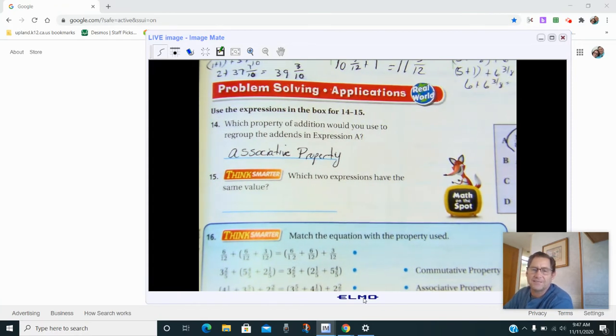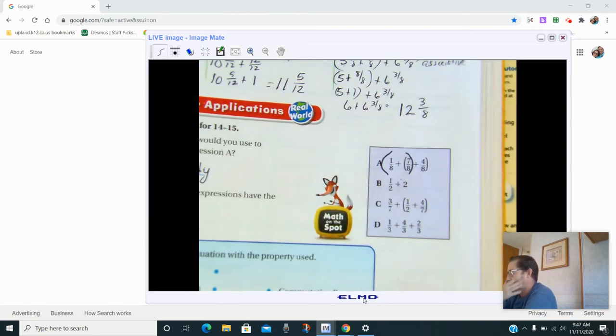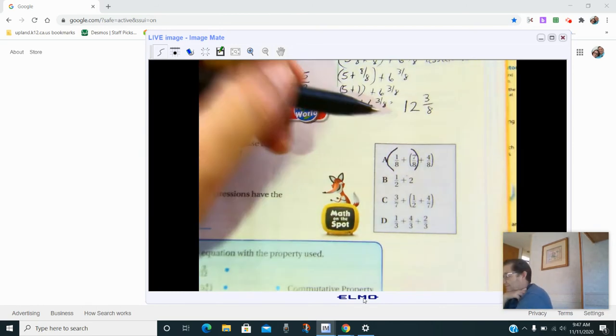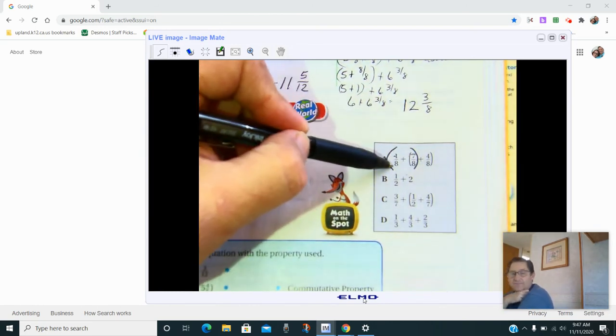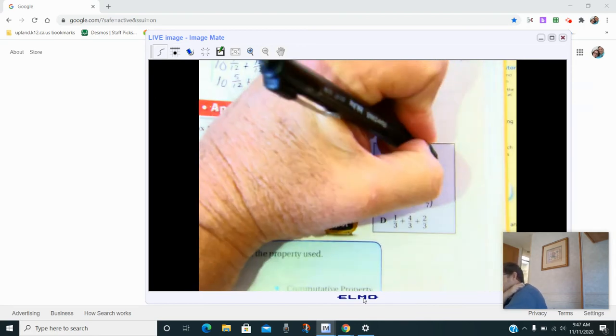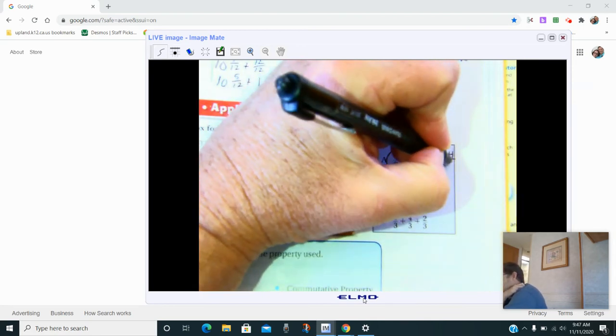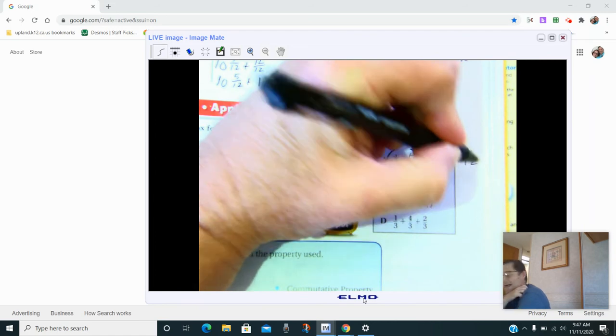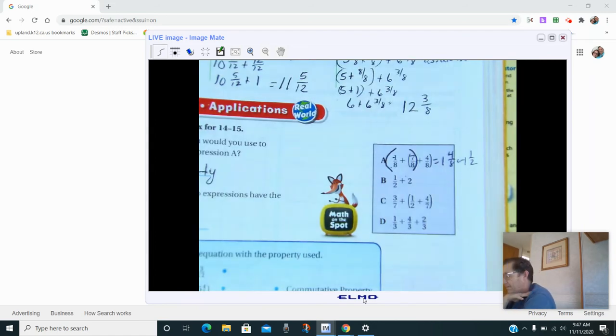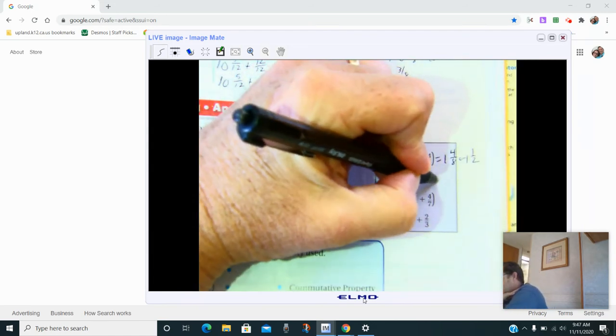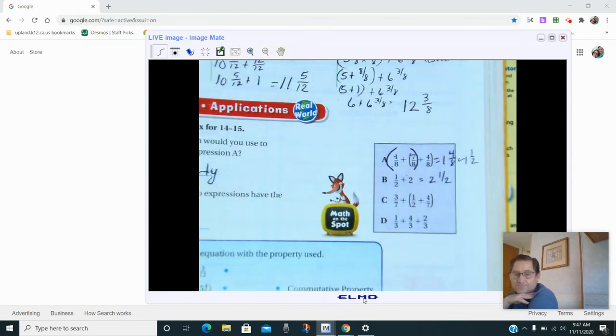And which two expressions have the same value? Well, okay, so let's look at this one. That's 8/8. 8/8 is 1. So we have 1 and 4/8, or 1 1/2. This one is equal to the 2 1/2.